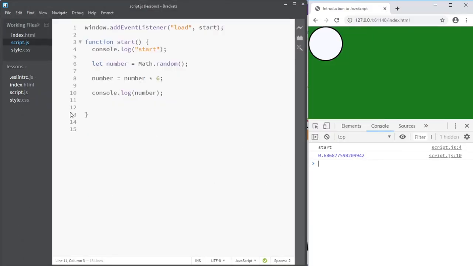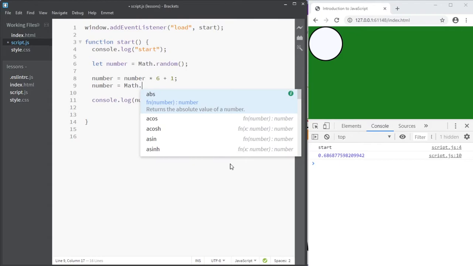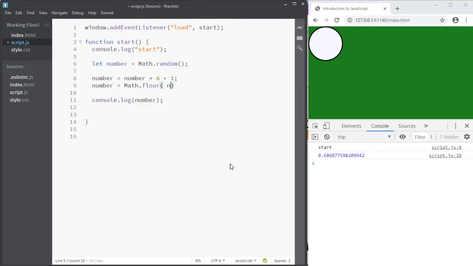This is hard, right? So we still want to multiply by 6. Then we want to add 1. And then we want to round it down. So we say our number is equal to math floor of what the number was. And this should give us a number. 4, 1, 1, 5, 1, 1, 4, 5, 1, 4, 5, 3.